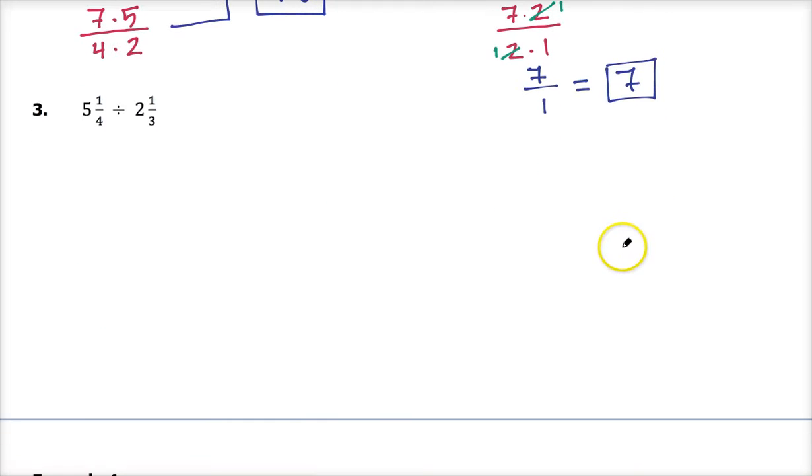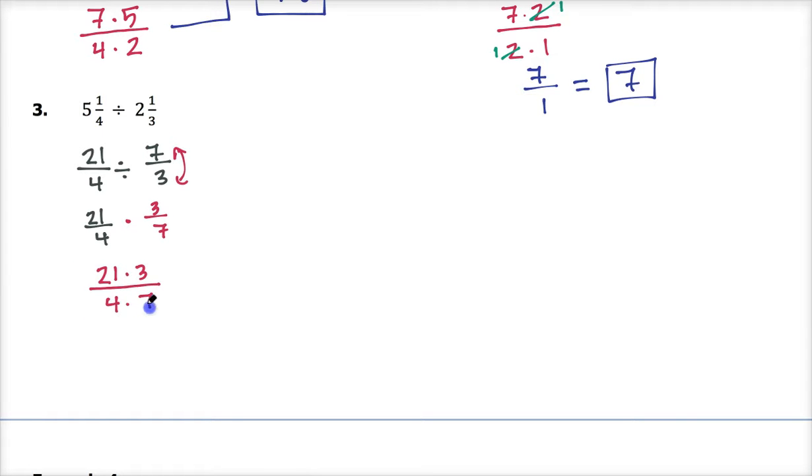Okay, number 3, I have 2 mixed numbers, so I need to change them both to improper fractions first. 4 times 5 plus 1 is 21, so this is 21/4 divided by, 3 times 2 is 6 plus 1 is 7, 7/3. Keep, change, so this becomes 21/4 times 3/7. And so now it's 21 times 3 over 4 times 7.